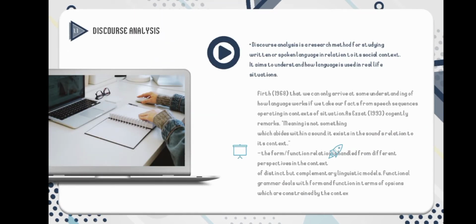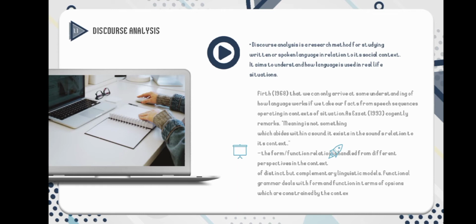Discourse analysis. Discourse analysis is a research method for studying written or spoken language in relation to its social context. It aims to understand how language is used in real life situations. There are two opinions about it. The first is by Firth, 1968, that we can only arrive at some understanding of how language works if we take our facts from speech sequences operating in context of situation.